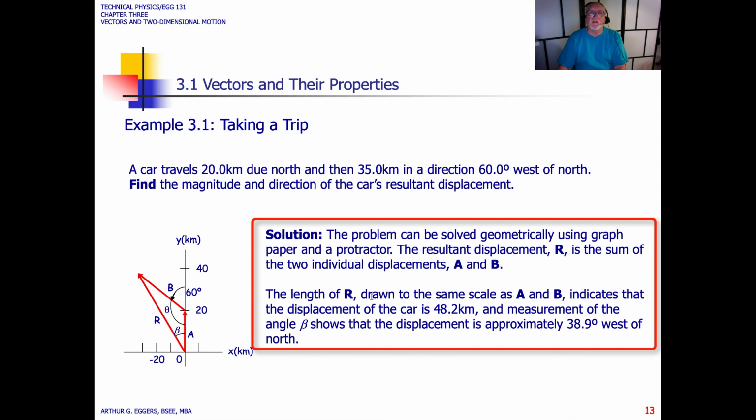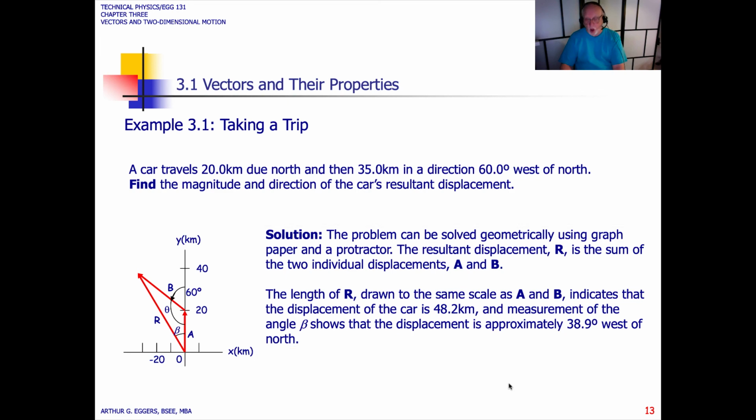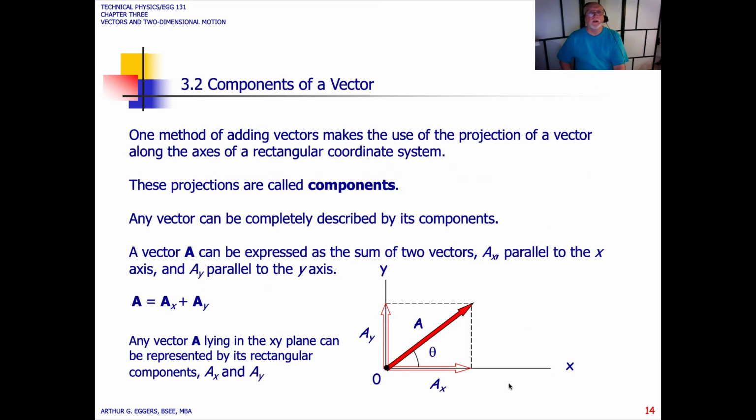The length R, then drawn to the same scale as A and B, and you have to be careful to make sure you set up your scale properly, indicates that the displacement of the car is actually 48.2 kilometers. The measurement of the angle beta shows the displacement is approximately 38.9 degrees west of north. So we've got two vectors here that we've added together vectorially, shown in the resultant R. Okay, so when we come back, we're going to take a look at how we can decompose our vectors into something called components.